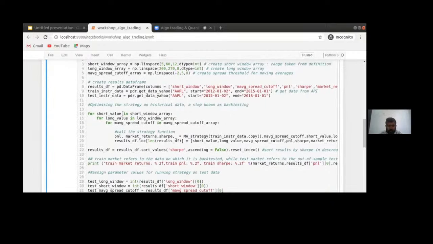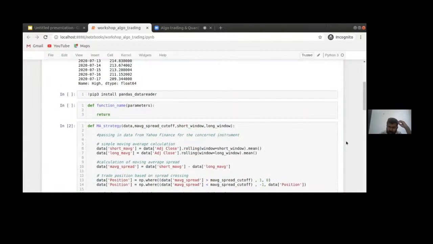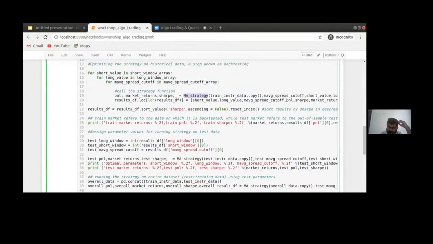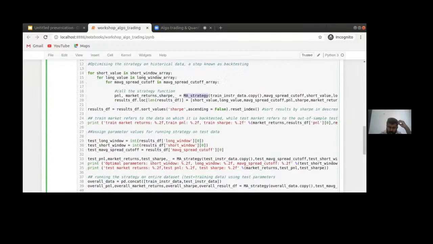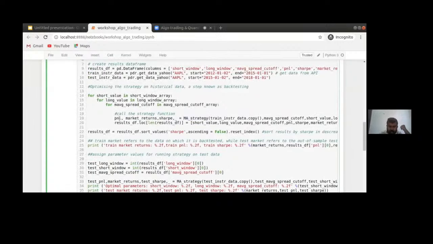Then I have these for loops running over the short window array, long window array, and moving average spread cutoff array. Here I call my previous function MA strategy and pass the training data, spread, long window and short window. I'm storing the values that the function returns in PNL, market returns, and sharpe, and the data I'm ignoring. In Python, if you want to ignore a value, you just put an underscore, or whatever symbol you want, since we are not going to use it.